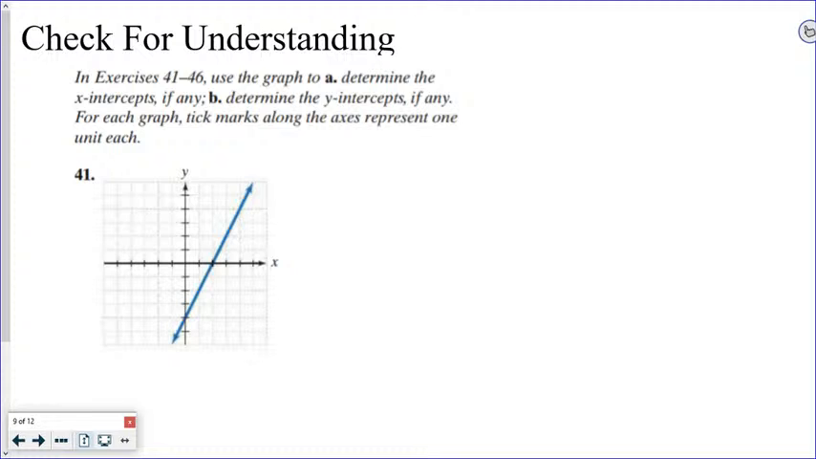This is one of the sections that you guys will be doing on your assignment, and it has 2 parts to the question. Part A, determine the x-intercepts, if any. Part B, determine the y-intercepts, if any. And you just look at the picture. Okay, so I want you to write down x-intercept equals, y-intercept equals.